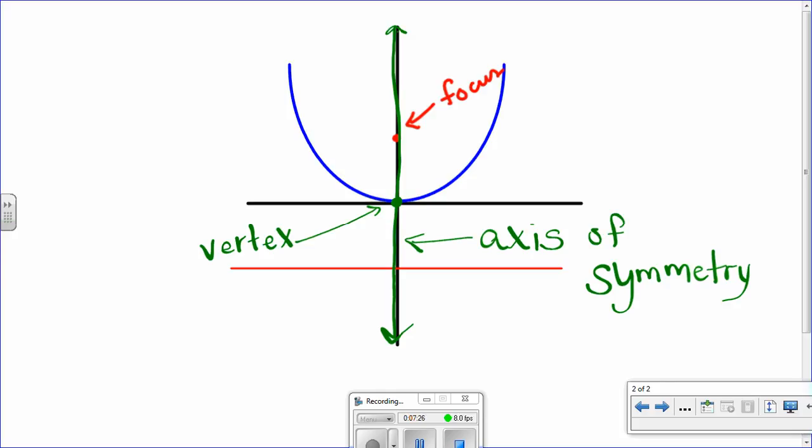Every parabola has these parts. They have a focus, they have a directrix. We didn't label the directrix. They have an axis of symmetry, they have a vertex. The focus and the vertex sit on the axis of symmetry. The axis of symmetry is perpendicular to the directrix. All those are helpful.